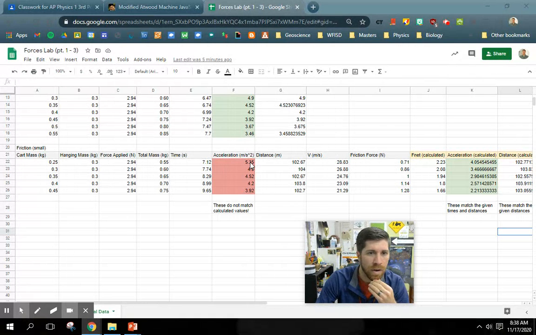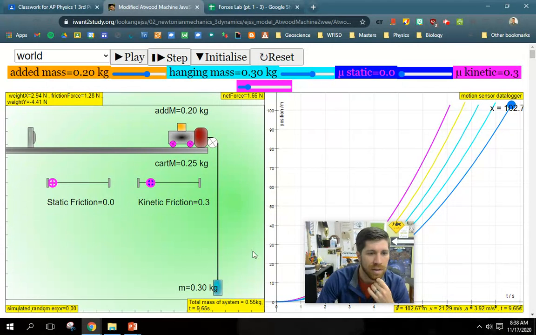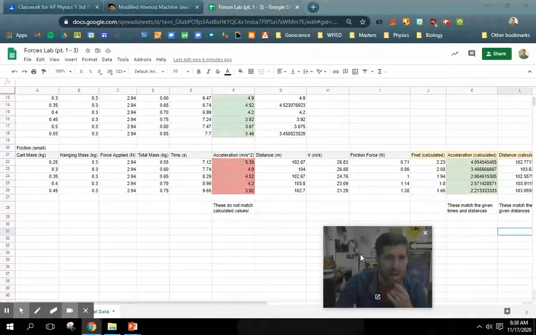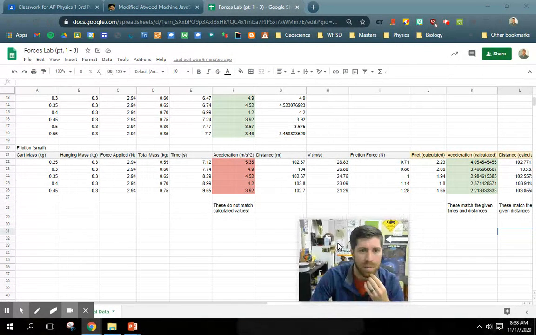That gave me these accelerations instead of this acceleration, which was given by the actual simulation as a value in that corner. I think part of the problem is in the simulation. When you change the mass, either on the cart or on the hanging mass, it doesn't update the total mass of the system right here. I don't know if that's why it's giving you an incorrect value for the acceleration. But regardless, as long as you see the correct trend, there's not really any problem here.